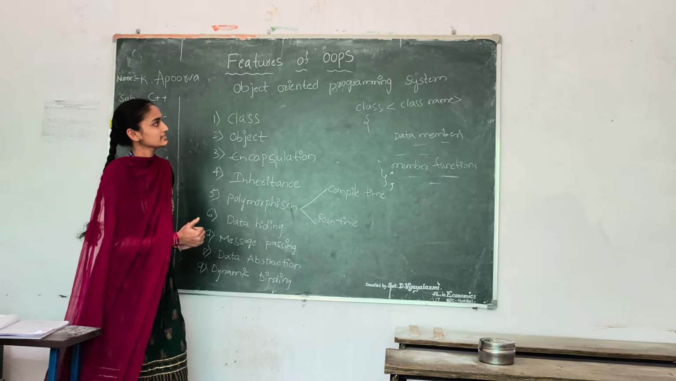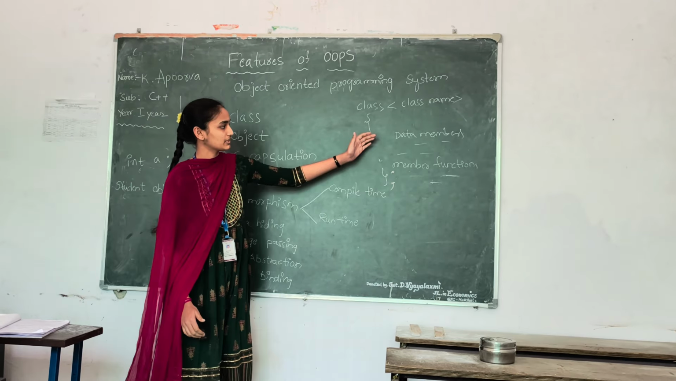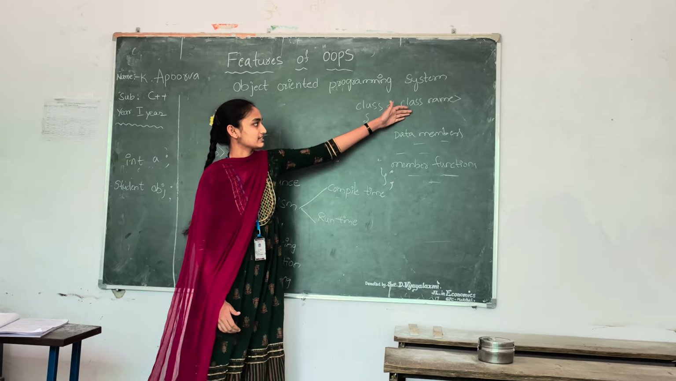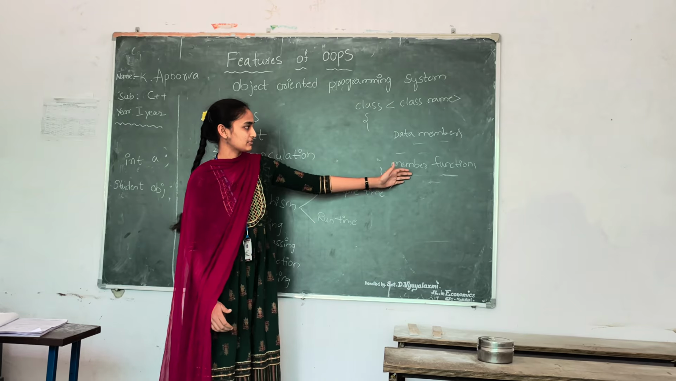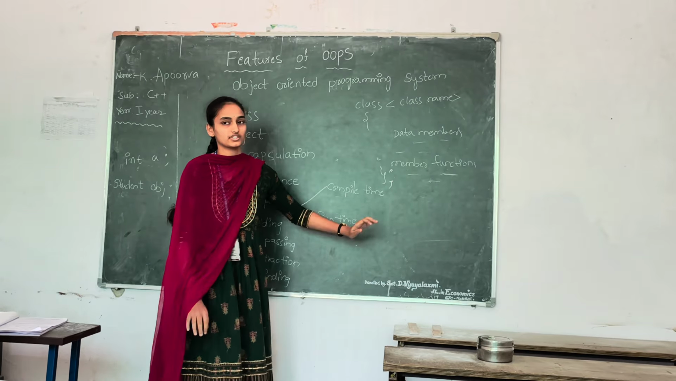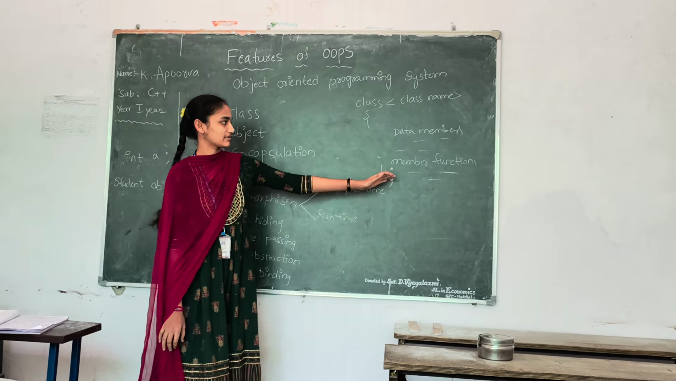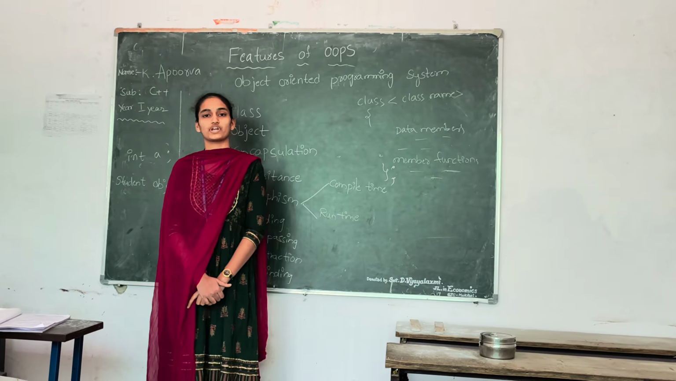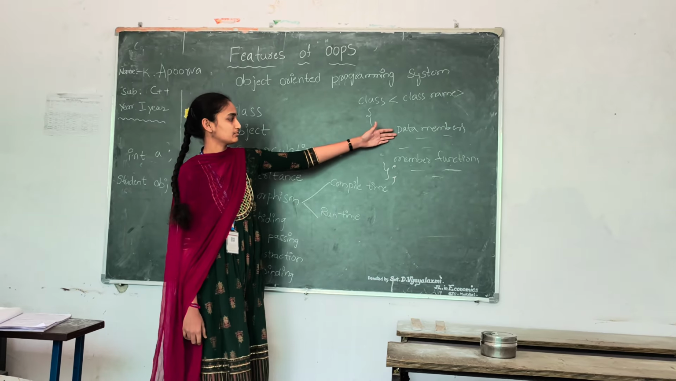Class. Class is defined as the collection of data members and member functions. This is the syntax for class. So class is a keyword followed by the class name. Here you can see the data members and member functions. So class is nothing but a collection of data members and member functions, and a class should be terminated with a semicolon. And class is a user-defined data type, and it is an abstract data type that contains data members and member functions.